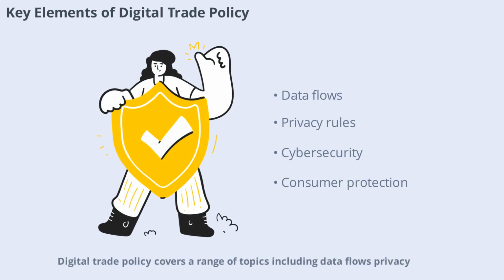Digital trade policy covers a range of topics, including data flows, privacy, cybersecurity, intellectual property, and consumer protection. These policies set the rules for how digital transactions are conducted, how data is handled, and how businesses operate online. By establishing clear guidelines, governments aim to create a safe and predictable environment for digital trade to flourish.